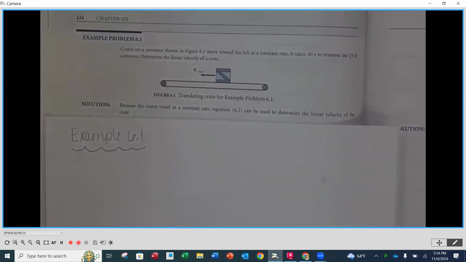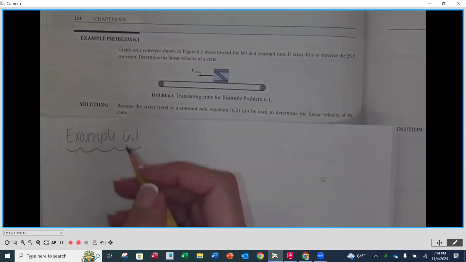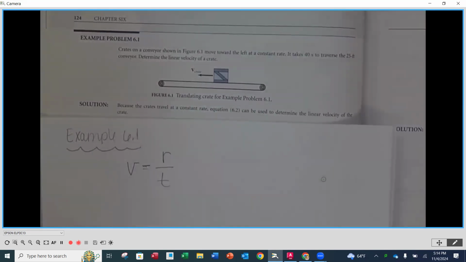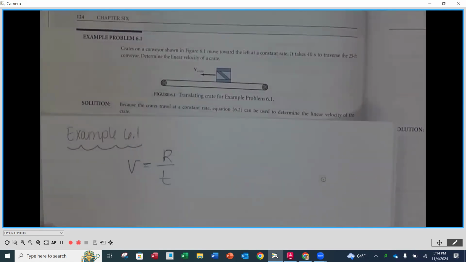What we want to do is determine the velocity of that crate. They've shown a crate on a conveyor, with the velocity vector pointing to the left, and we want to know the magnitude of that velocity vector, or the speed, that it is going to the left. To determine that, we say V is equal to R over T. I think they use capital R over T.